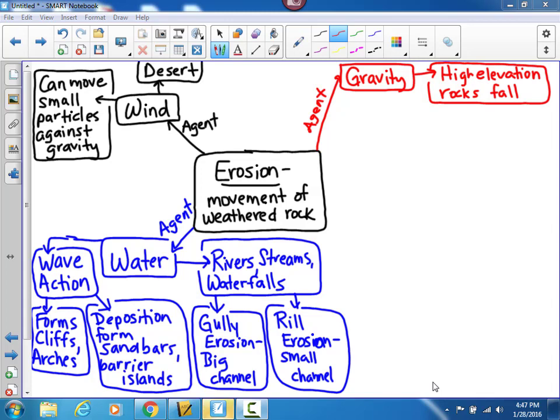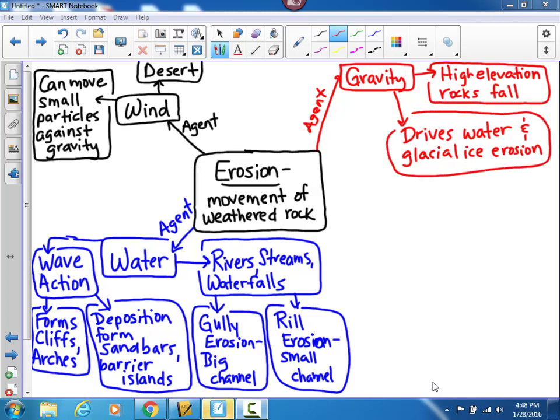And what's interesting about this agent is that gravity is the agent that drives two of the other agents of erosion. In other words, it's the mechanism or the reason behind water erosion. Water's got to flow downhill. And then, as we'll add, it is also the driving force behind glacial ice erosion. Which leads us to our last agent of erosion.